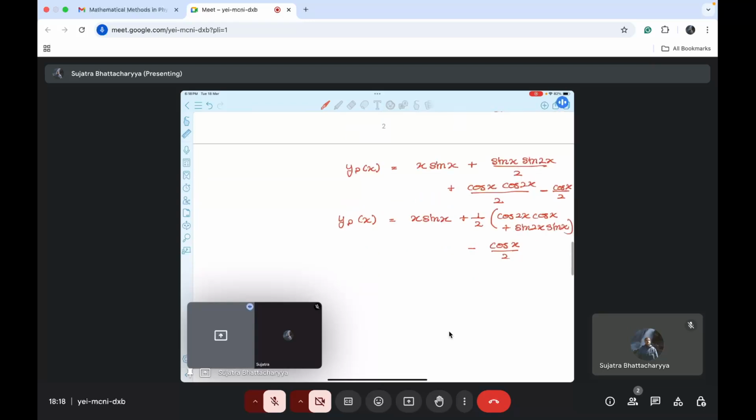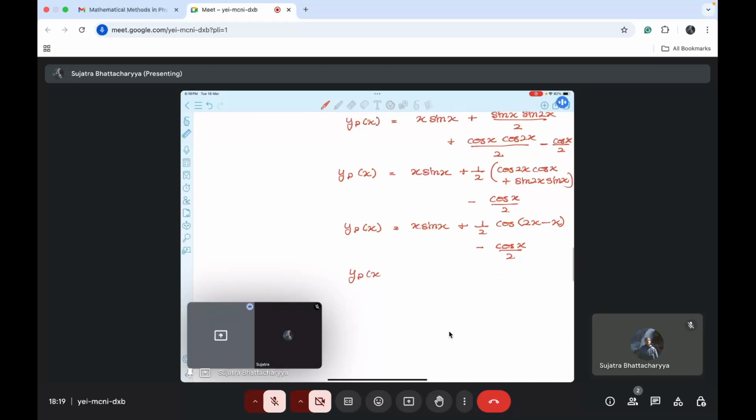Intentionally kept it outside. So yp of x will be finally sin x plus. Look at the bracketed term: cos 2x cos x plus sin 2x sin x. Cos a cos b plus sin a sin b becomes cos(a minus b). So it will be half cos(2x minus x). Remember, whenever it is negative, there is a plus inside. Okay, minus cos x.